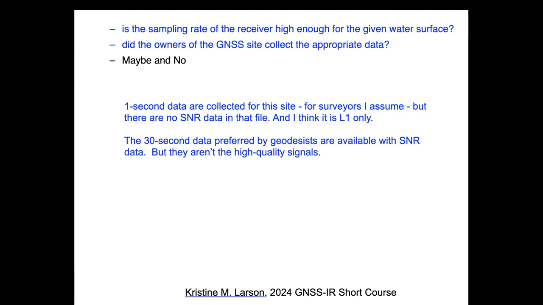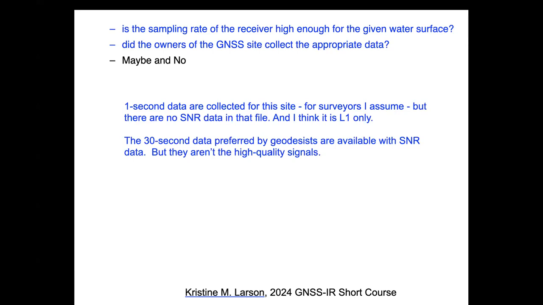They had a second data file with 30-second data, because that's what geodesists do. There were SNR data, but they didn't include the high quality signals. So I could get high rate data, but no SNR data. I could get 30-second data with low quality signals and probably a Nyquist problem.